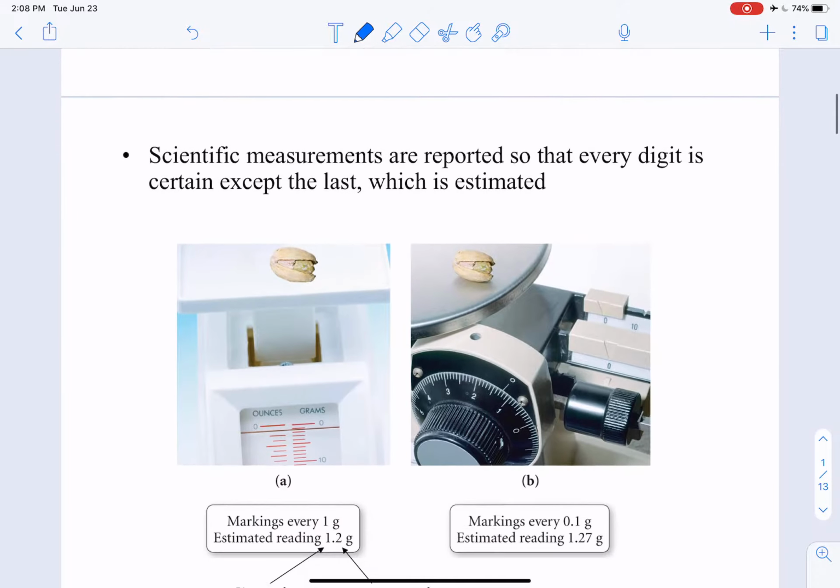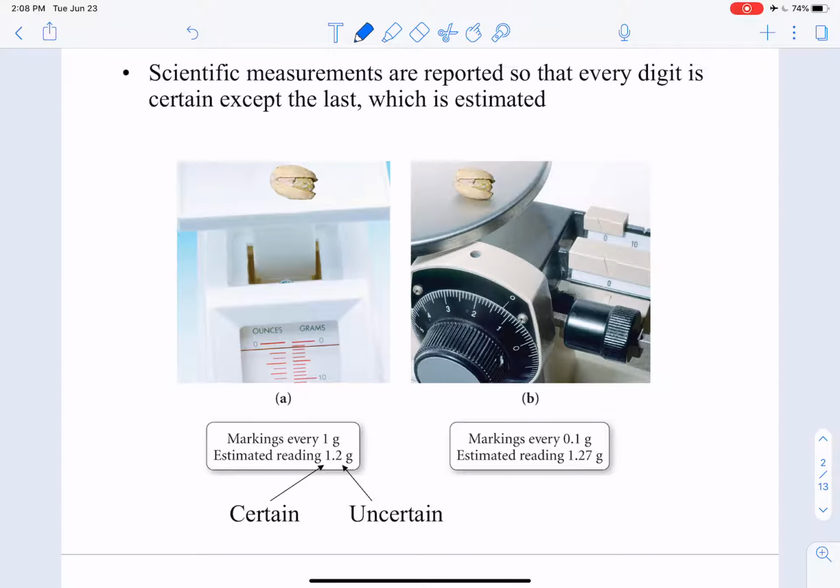All right, so let's look at some measuring devices so we can get more familiar with this. So we've got 2 scales here, or 2 balances, and what we'll notice in the balance or the scale on the left-hand side is that this is measuring by every 1 gram. So you can see 0, 1, 2, 3, all the way to 10. So it's measuring every 1 gram. We put the pistachio on this scale, and we can look at it and see, okay, it's definitely measuring 1 gram and it's not yet to 2 grams. So we are certain that it's at least 1 gram.